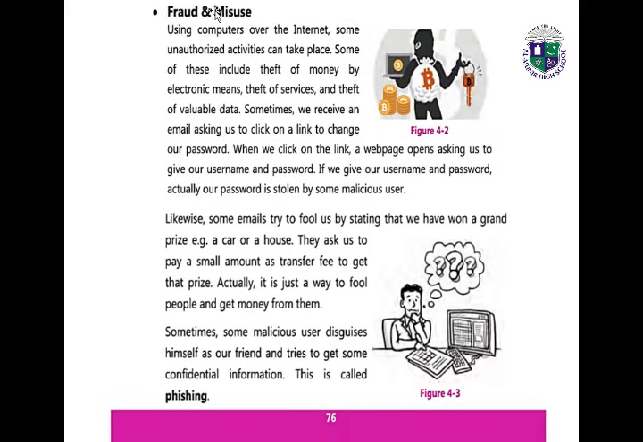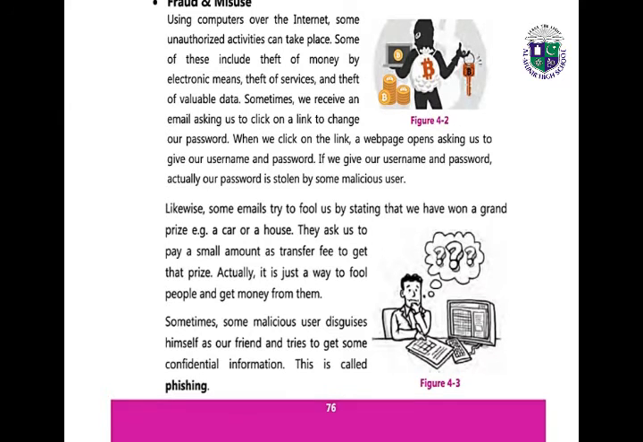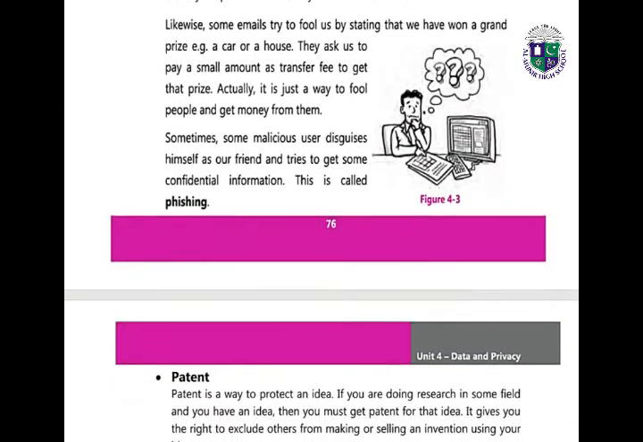Yes, students, we know about the fraud and misuse. Using computers over the internet, some unauthorized activities can take place. Some of these include theft of money by electronic means, theft of services, and theft of valuable data. All these things are included in fraud and misuse. Sometimes we receive an email asking us to click on a link. When we click on the link, a web page opens asking us to give our username and password. Actually our password is stolen by some malicious user. So it is included in fraud.